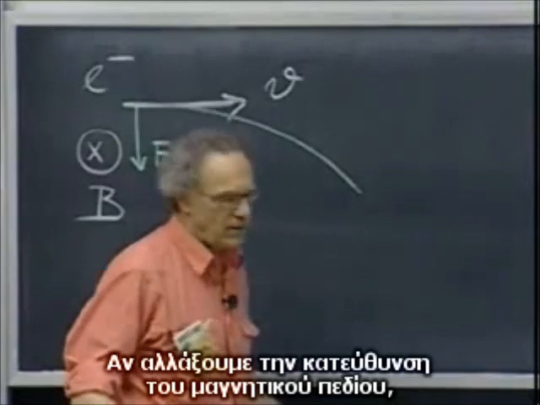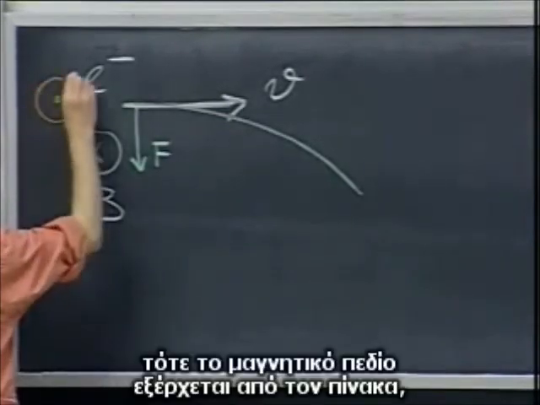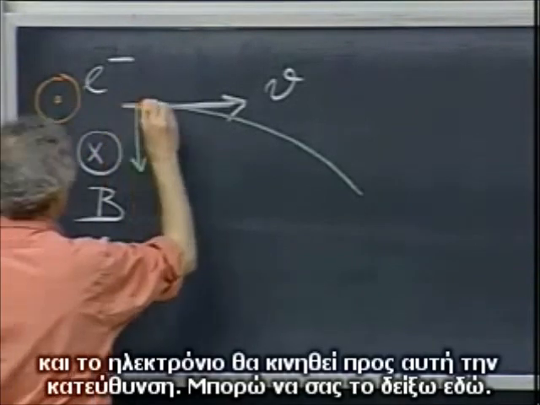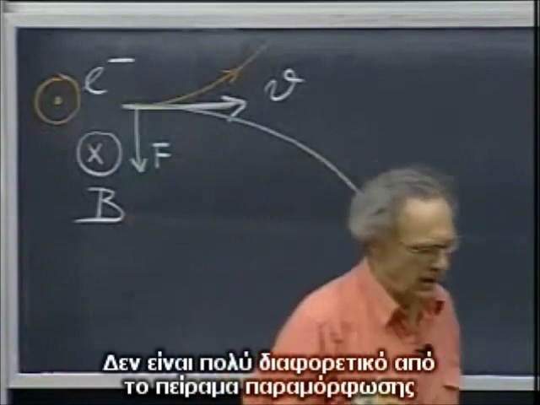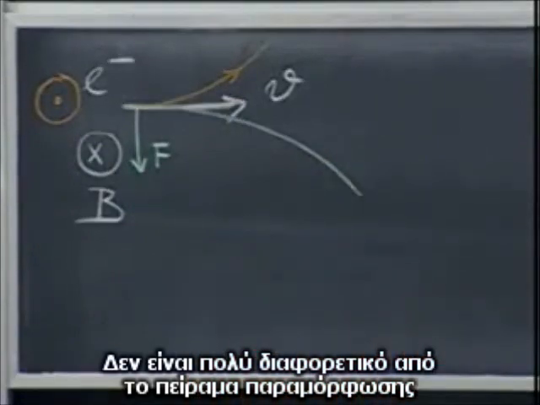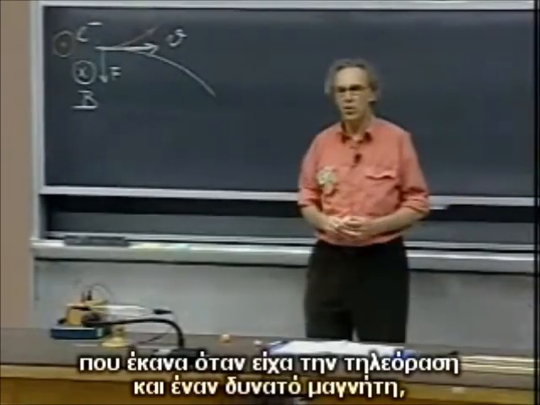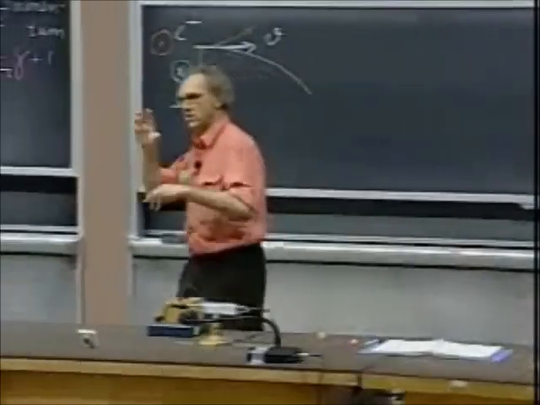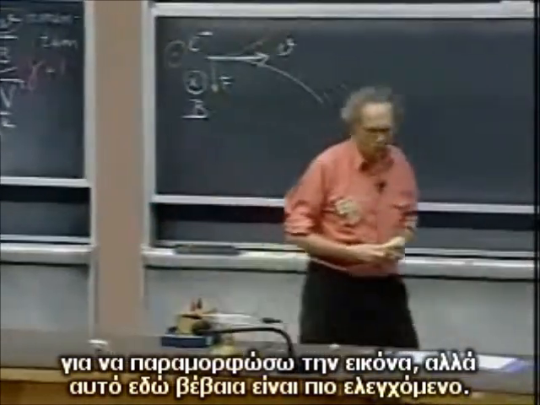If you change the direction of the magnetic field so it is coming out of the blackboard, then the electron will go in this direction. And I can show you that here. It is not too different from the distortion experiment that I did when I had the television program there, and I had this strong magnet, and we distorted the image. But this, of course, is a little bit more controlled.